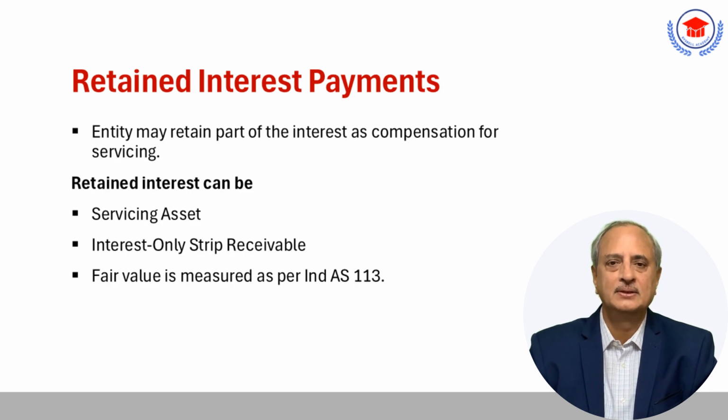Sometimes the entity retains the right to part of the interest payments as compensation for servicing the asset. This retained interest can take two forms. One, servicing asset, reflects the portion of interest payments given up upon termination or transfer of the servicing contract. 2. Interest-only strip receivable represents the portion of interest payments that the entity would retain, even if the servicing contract were terminated. For these retained rights, fair value measurements are applied in line with IND AS 113, ensuring an accurate split between what is derecognized and what continues to be recognized.